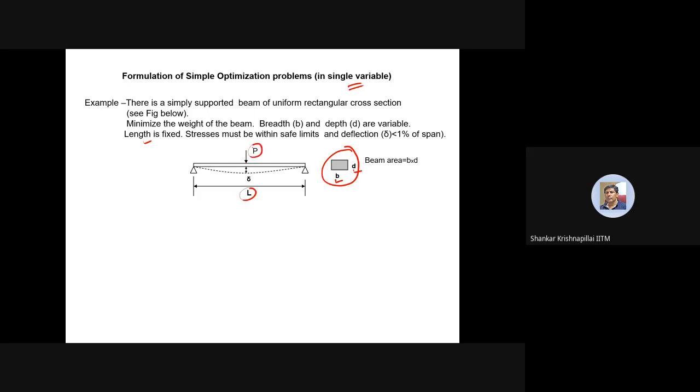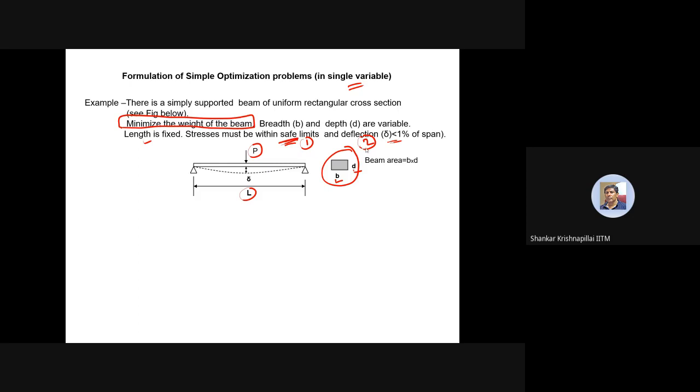Okay, so then constraints are there. There is stresses. Bending stresses must be within safe limit, and deflection should be less than 1% of the span. So objective function is to minimize the weight of this beam. Okay, subject to these constraints, that is safe limits, and static deflection should be less than 1% of the span.